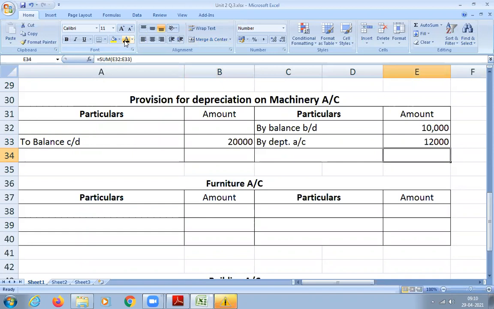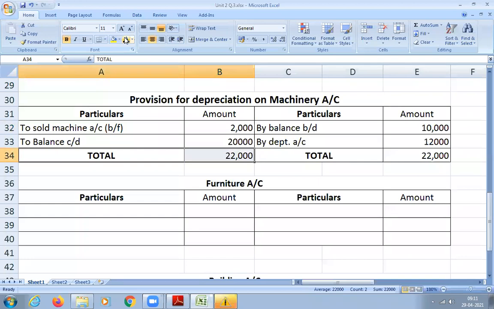We are getting a total of 22,000 on the credit side. The balancing figure we have is 20,000. So what is the difference? 2,000. What do we call that? Sold, sir. Yeah. Whenever the machinery is sold, for which depreciation has been given, we need to remove it from the provision. That is called the disposal account. So to sold machinery account, that 2,000 will be the balancing figure.